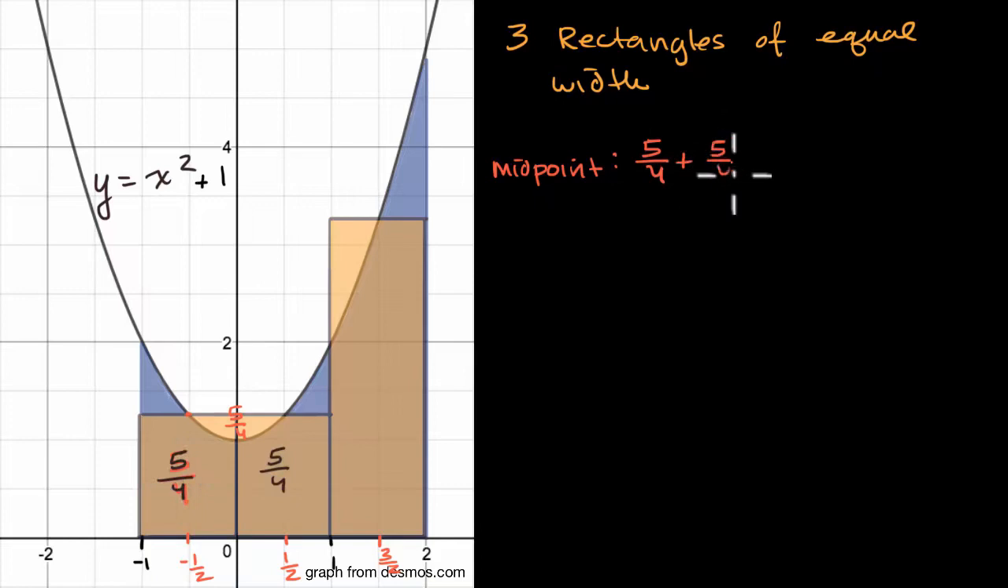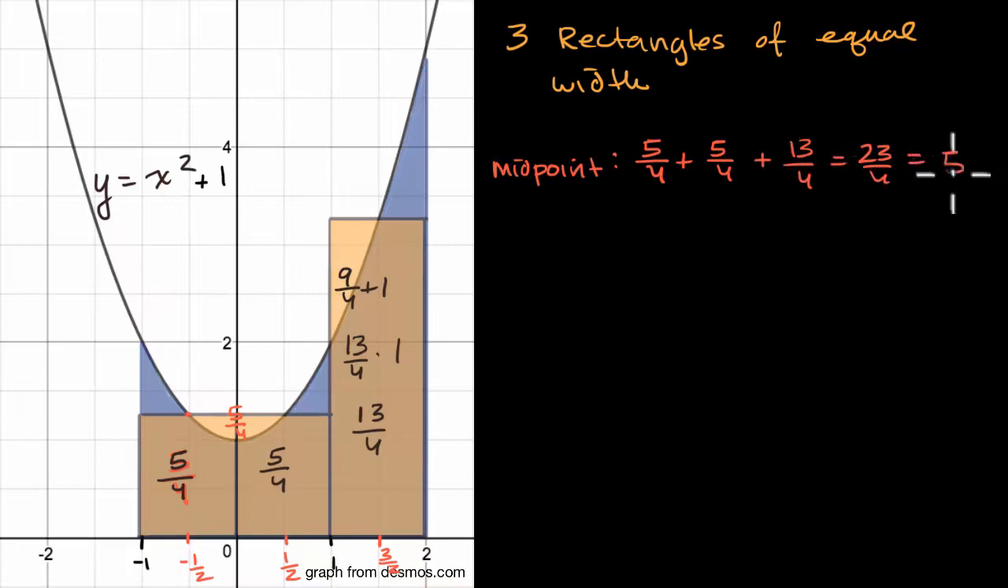Plus 5/4. And then this third rectangle, what's its height? Well, we're going to take the height at the midpoint. So (3/2) squared is 9/4 plus 1, which is the same thing as 13/4. So it has a height of 13/4 and then a width of 1, so times 1, which would just give us 13/4. So plus 13/4, which would give us 23/4, which is the same thing as 5 3/4. And so this is often known as a midpoint approximation, where we're using the midpoint of each interval to define the height of our rectangle.